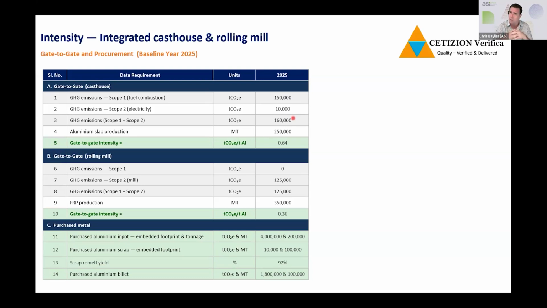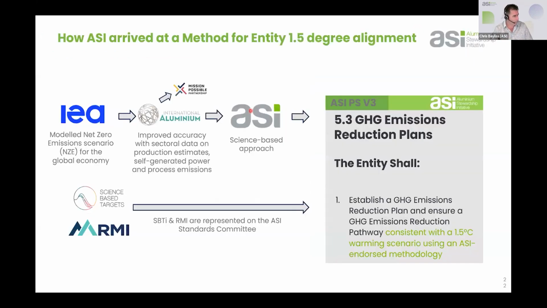You can see some examples on the screen now, and I'll talk through it in a moment. Importantly, you have to include a yield here as well, because the scrap is not 100% remelted into aluminium. So even though you're looking at the procurement emissions, you have to factor in a yield, 90 to 95% usually, depending on whether it's pre or post consumer, and then mass balance that with primary. But let's get onto that in a moment.